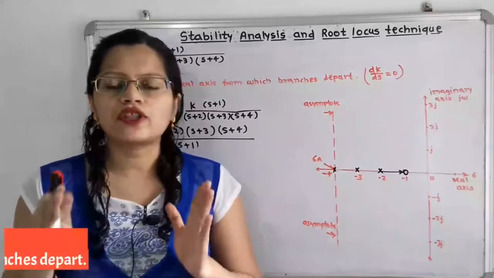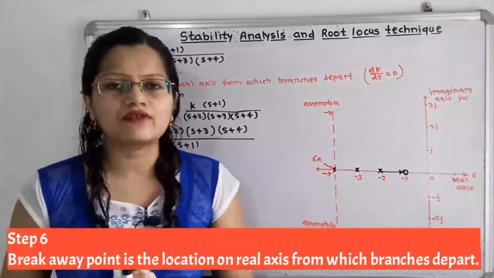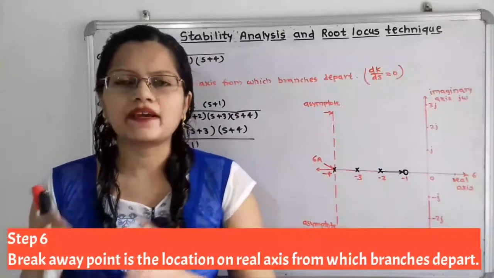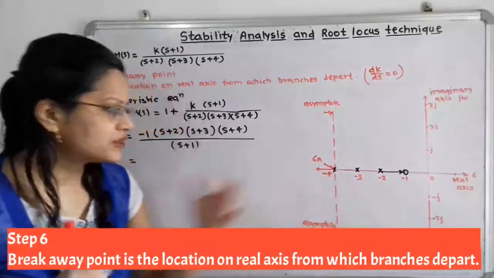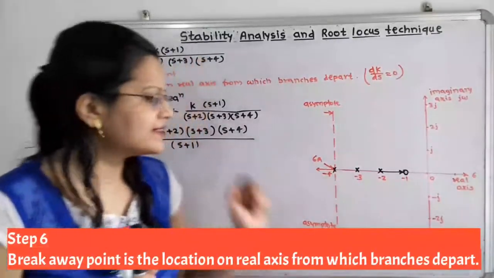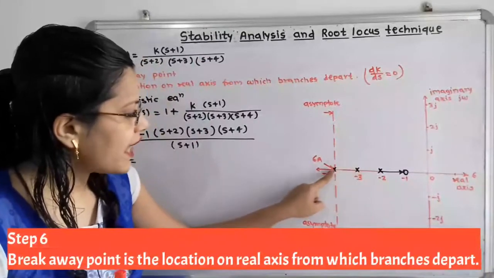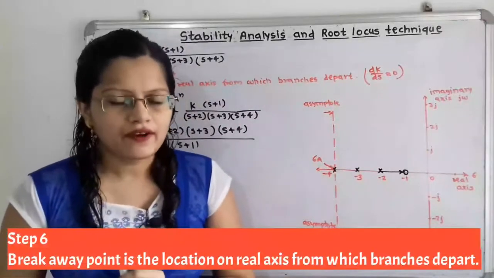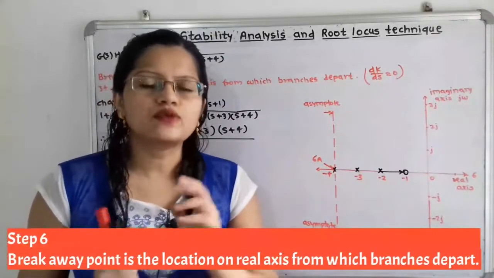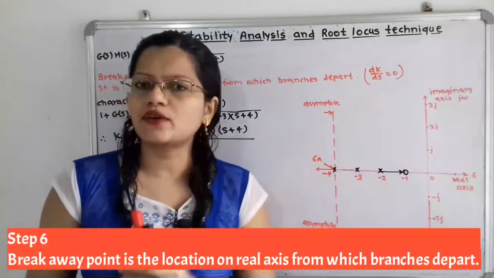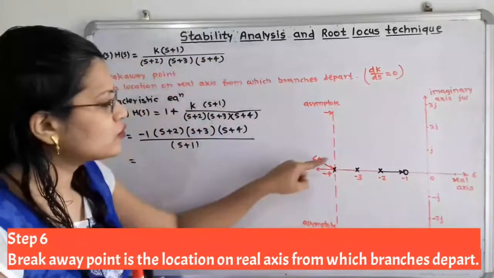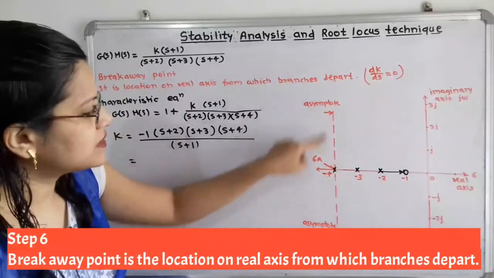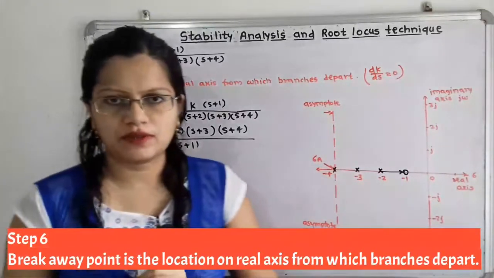Now we will move to the next step, that is calculation of breakaway point. So why calculate the breakaway point? Now if we observe this, we know that the points in between minus 3 and minus 4 are part of root locus. And we also know that there are two branches that terminate to infinity, and we have to draw these two branches parallel to the asymptotes. So this is one asymptote and this is the second asymptote.